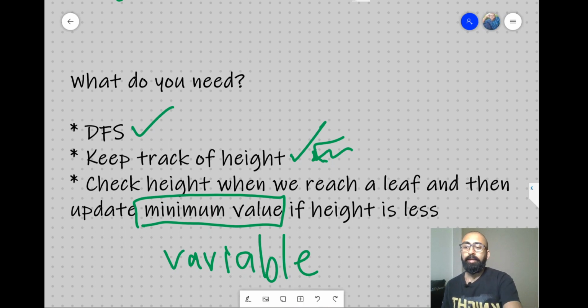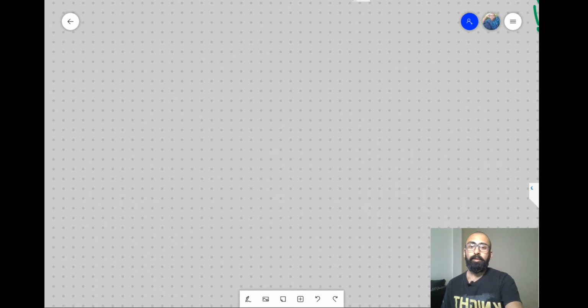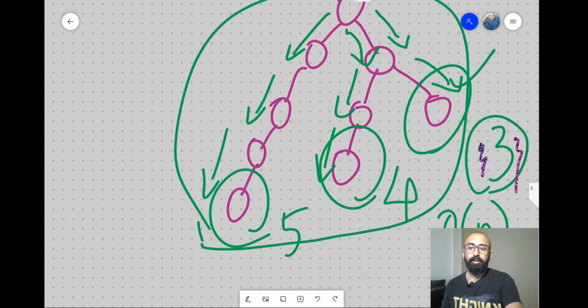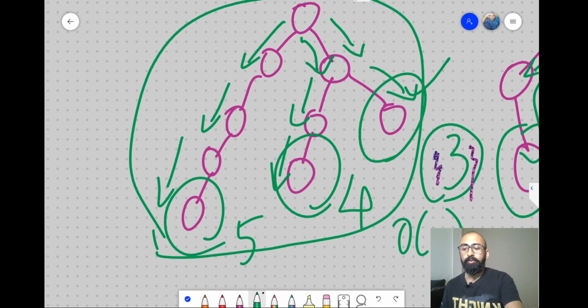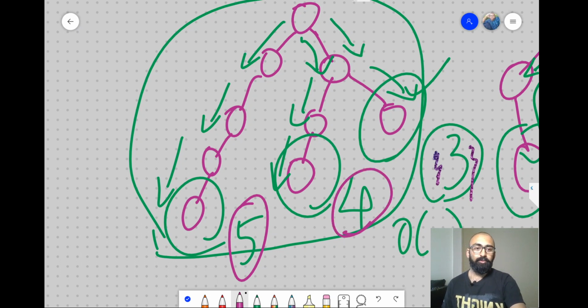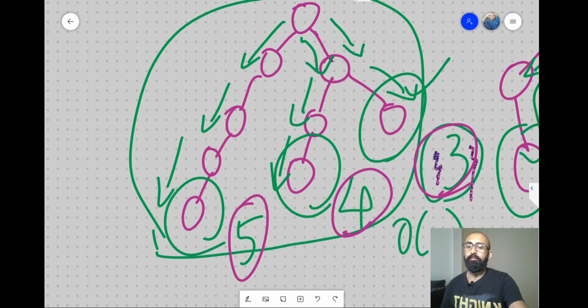And that's kind of what we're doing here, right? In our previous examples, when you were doing DFS, you would set your minimum value to 5, okay? And then you go back and go to the next one, and you realize that, oh no, there's 4 that's lower, so you update the minimum value. And then you go again, and you say 3, and you update the minimum value. So those are 3 things that you'll have to do.